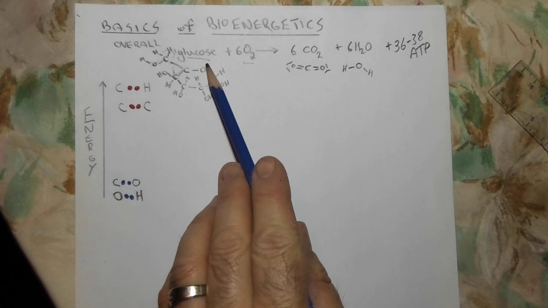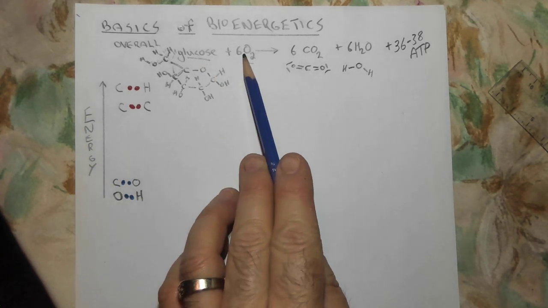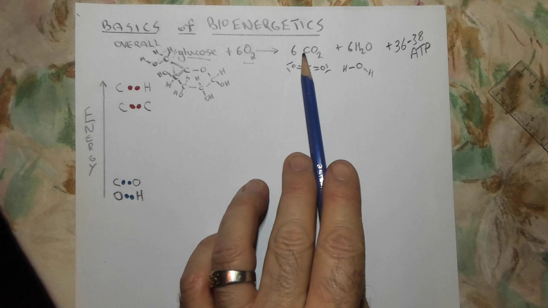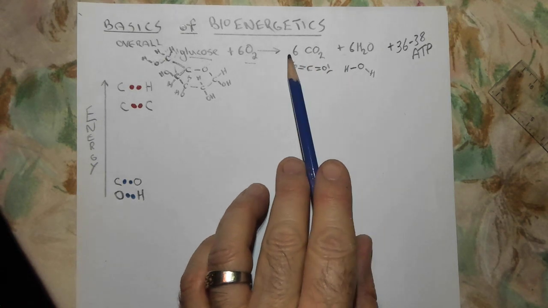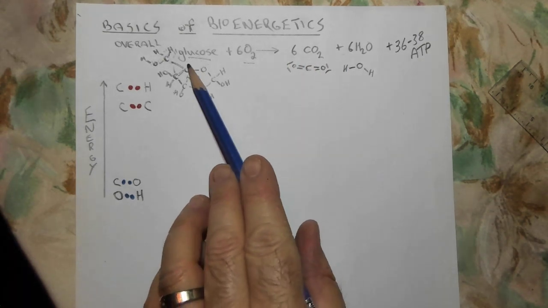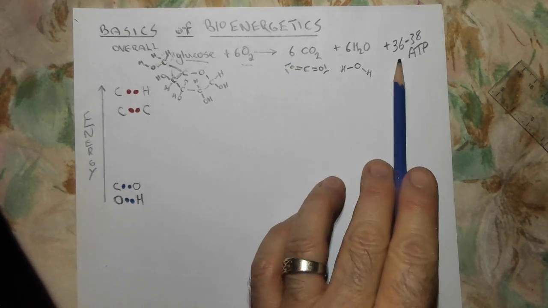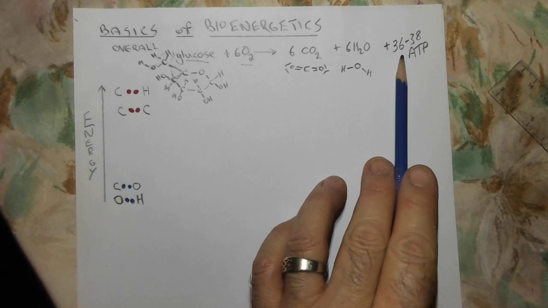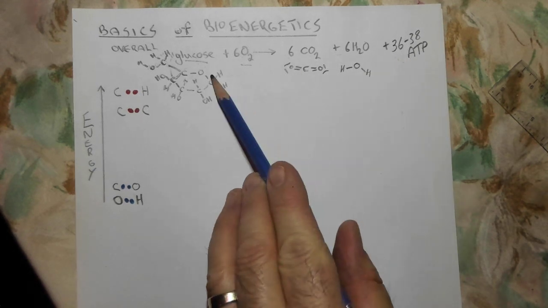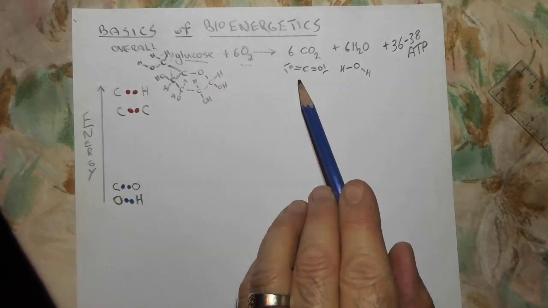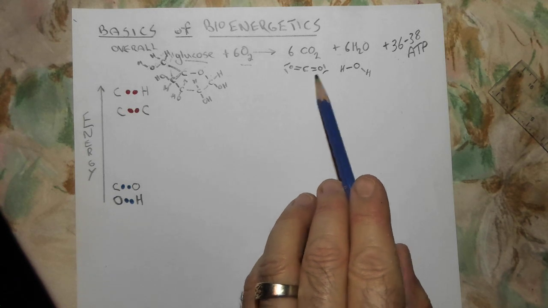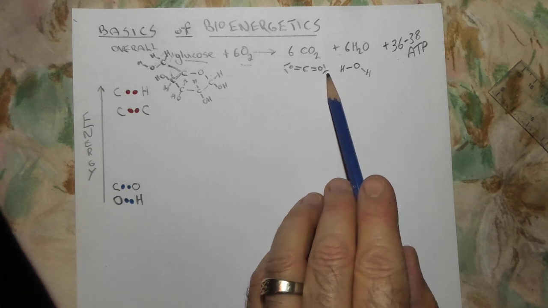Glucose stands as a stand-in for all the food molecules, so food plus oxygen makes carbon dioxide and water. The purpose of this process is to extract energy in the form of ATP, 36 to 38 of them per one glucose. And let's just see how it works. First is to understand where the energy is in the molecule.